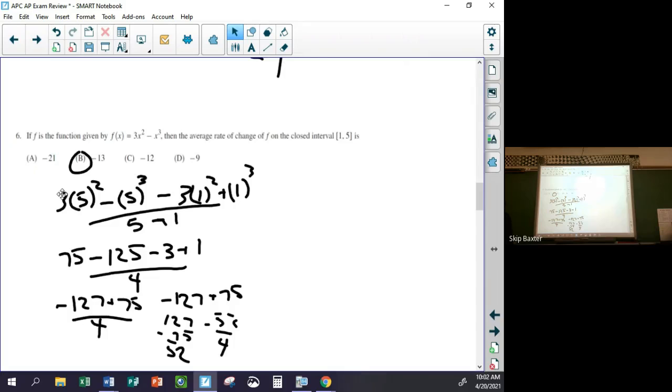Now, how would the question be different if it said, what's the average value on the closed interval? Good, yeah. Any questions on this problem? Okay, good. Next.